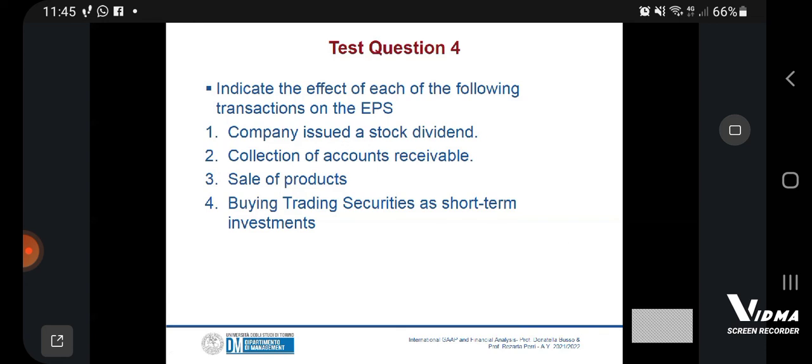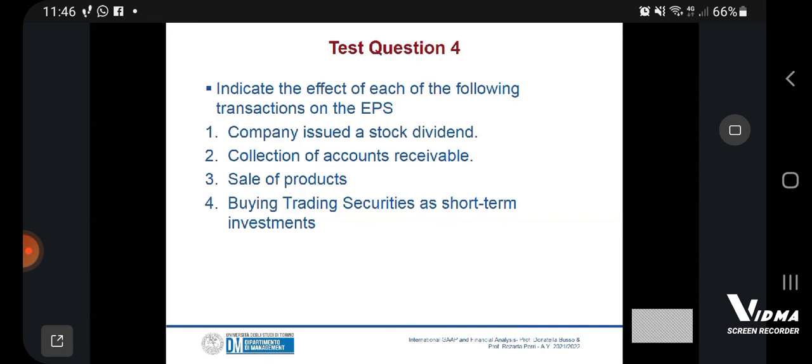Collection of accounts receivable. Does that have any impact on the earnings? No. Does it change the number of shares? No. No effect at all. Sale of products. Does that affect the amount of earnings? Yes, of course. I have more revenue, more earnings, good. It does not affect the number of shares, so there is an increase in the earnings per share.